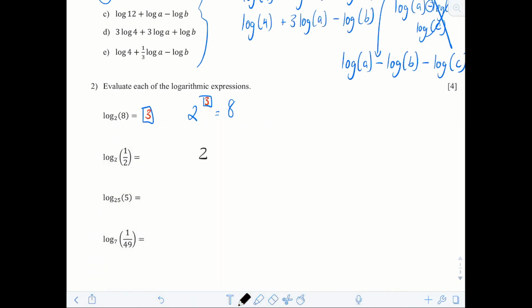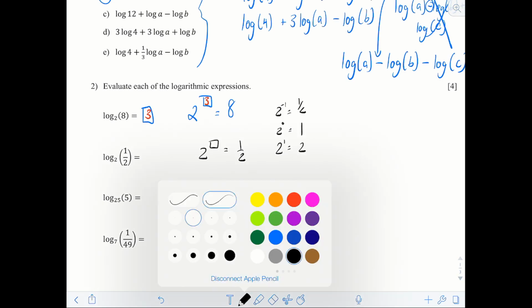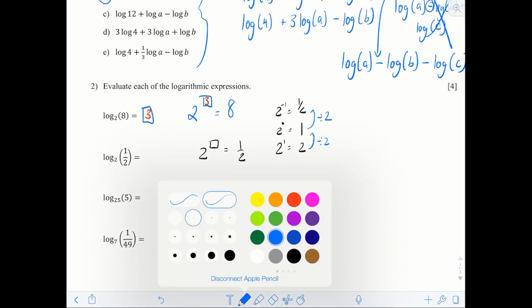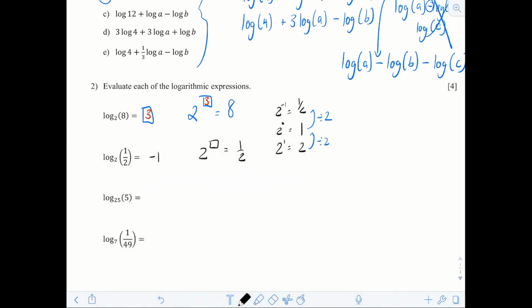Okay, next one. 2 to the box equals 1/2. Since I know that is a fraction, it's going to be some type of negative, right? Because 2 to the first is equal to 2, 2 to the 0 is equal to 1, and 2 to the negative 1 is going to be equal to 1/2. The reason is that it's dividing by 2 as you're going down. So the answer here is -1.